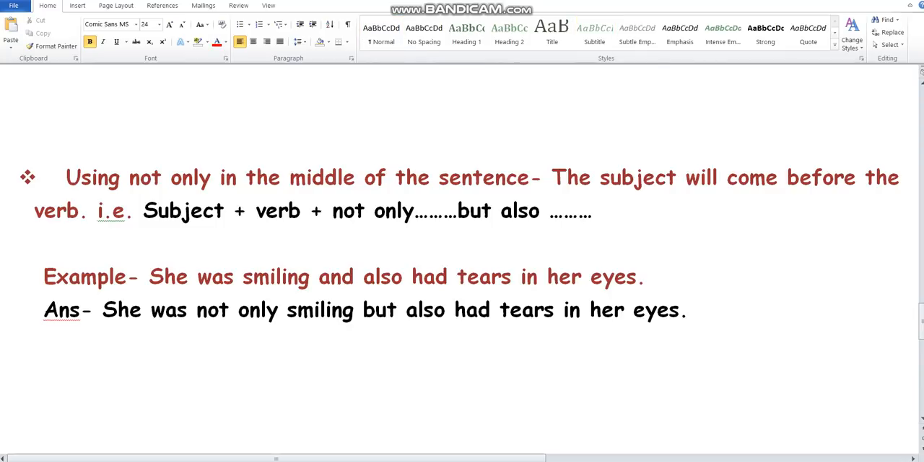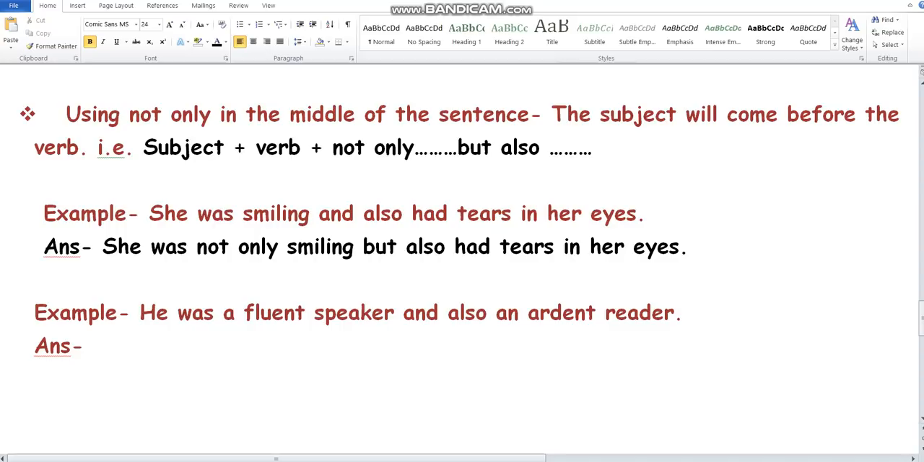One more thing, make sure that you write the correct helping verbs. You can obviously not write that she was not only had she smiling, or but also was tears. So you cannot write these sentences, okay? Was smiling, and with tears it is had tears in her eyes. So be careful about that.